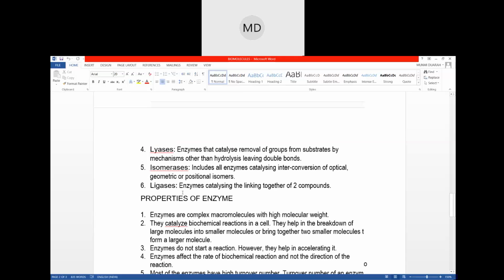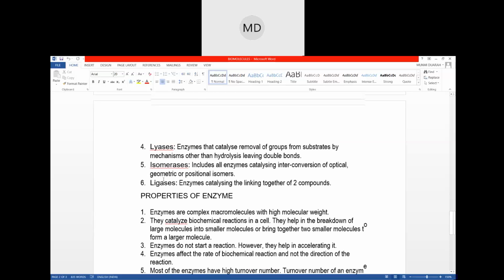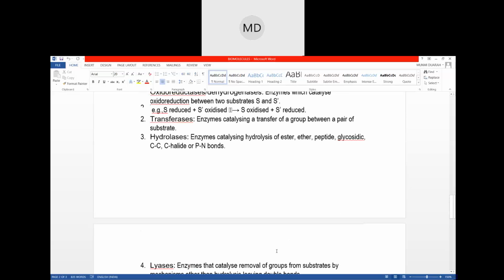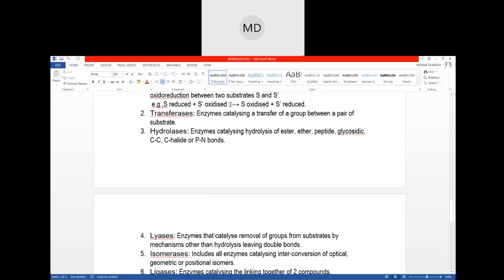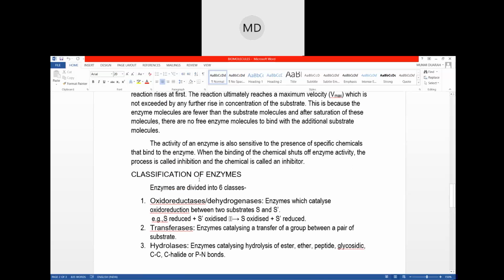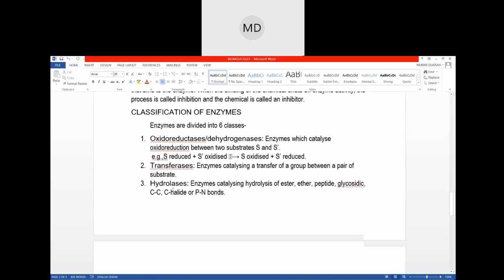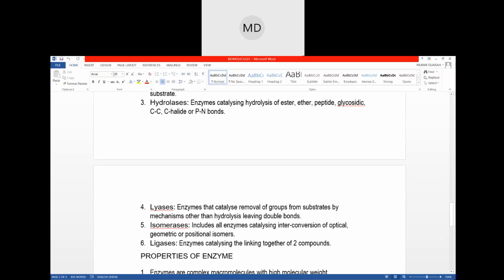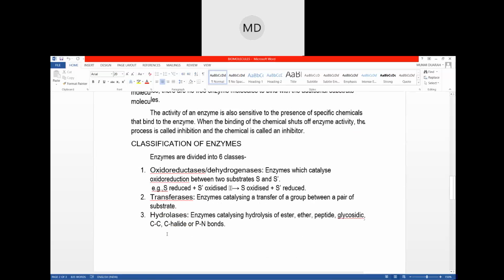Then there is hydrolase, then lyase, isomerase, and ligase. So these are the 6 classes of enzymes. Ligase is responsible for linking two compounds. It acts as a glue, helping in linking of two compounds. But at least remember the names, and try to remember the definitions, what each does. The 6 names are oxidoreductase, transferase, hydrolase, lyase, isomerase, and ligase.